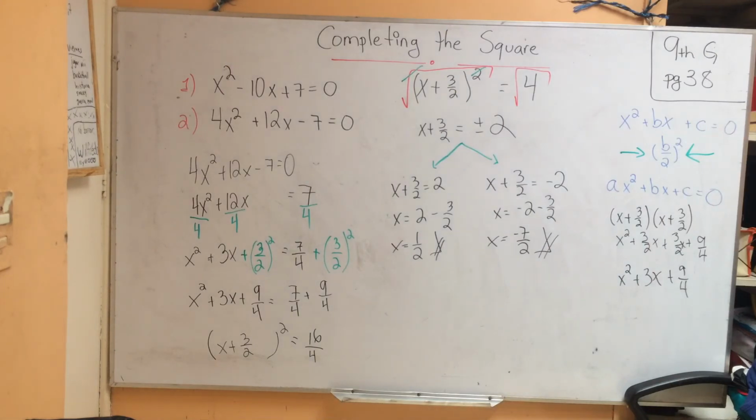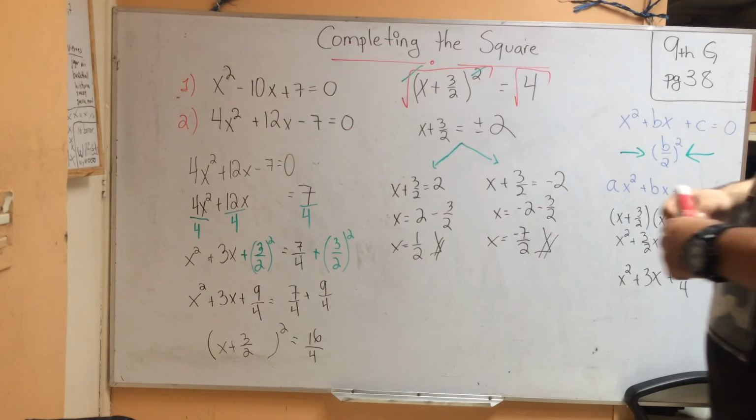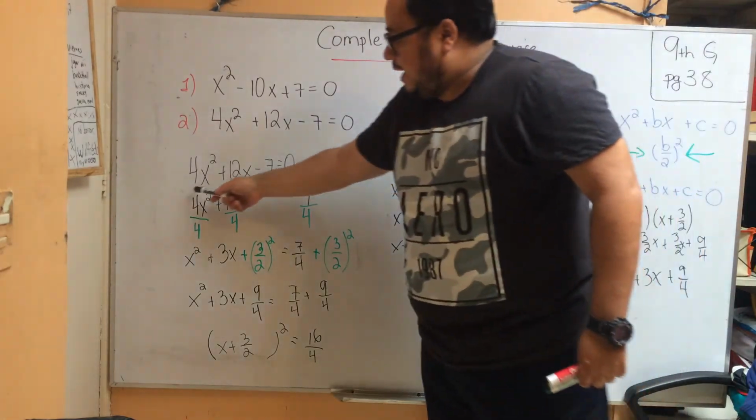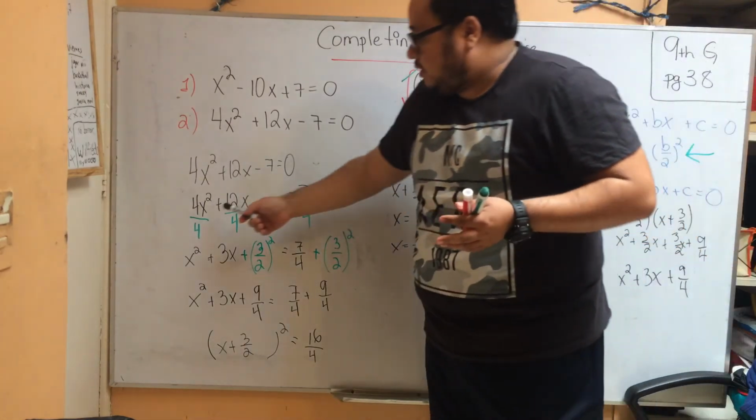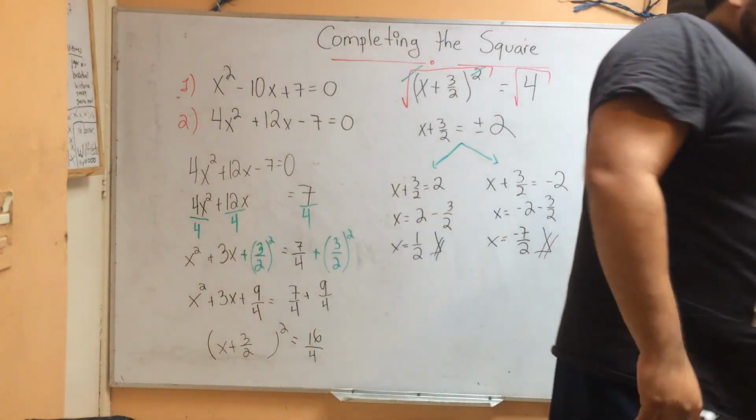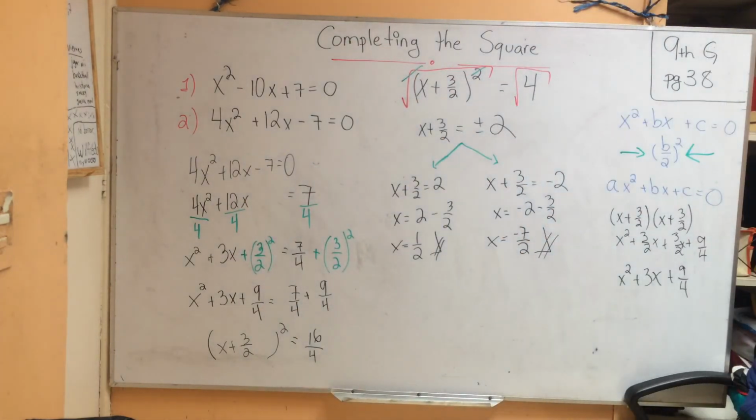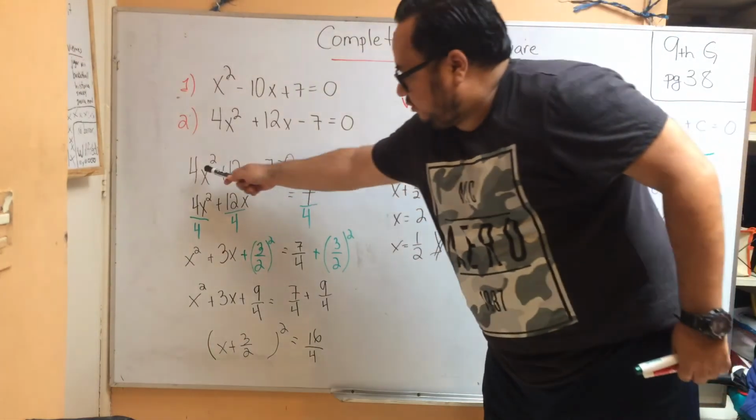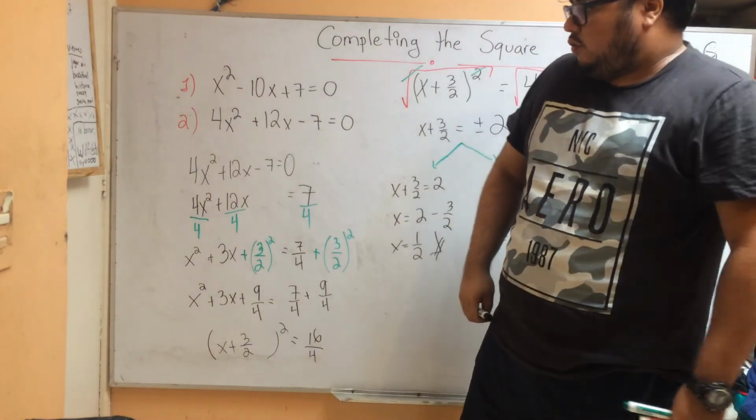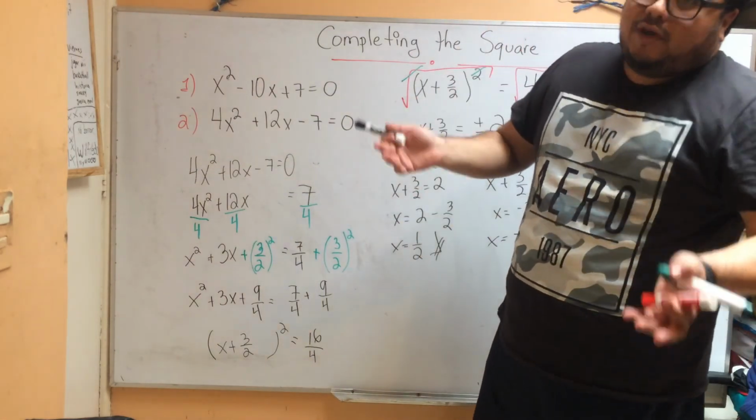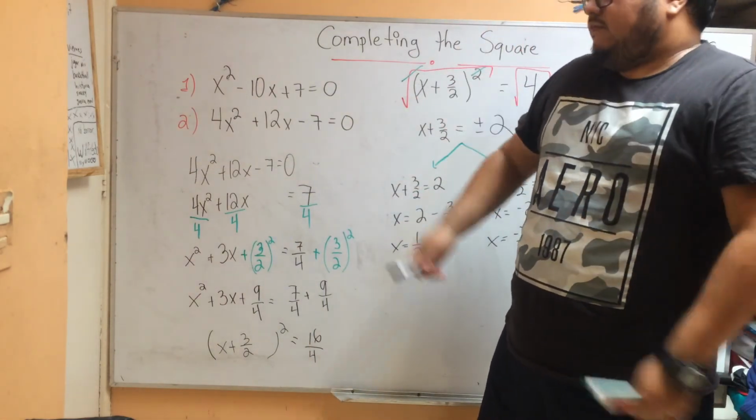So let's review what we did. Remember, we're looking for that completing the square. The first thing is, since we had a number here, we need to divide by that number so that we can leave x alone and complete the square. So we divide every term of the equation by 4, so that we can leave x alone. If we had an 8, we would divide by 8. If we have a 10, we'll divide by 10.